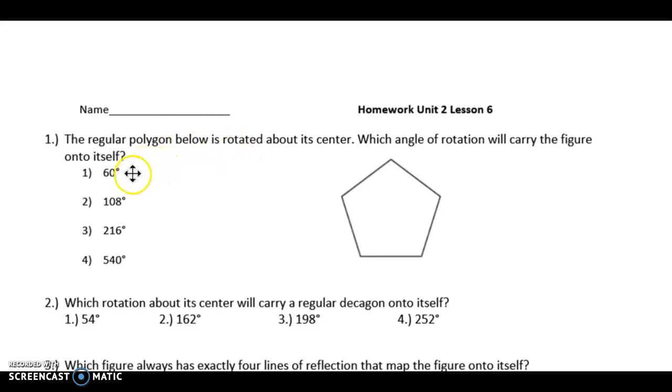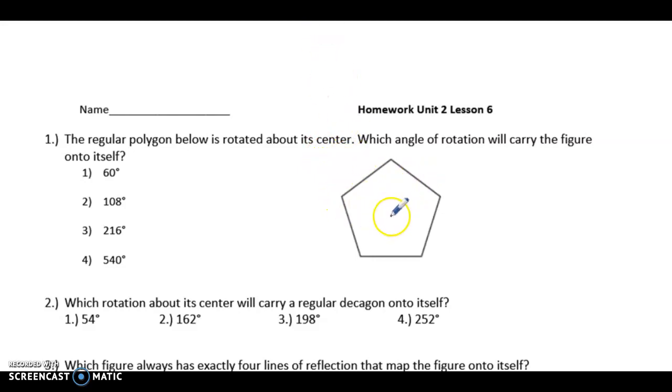Right, we're looking at lesson 6 in unit 2. The first question says the regular polygon below is rotated about its center. Which angle of rotation will carry the figure onto itself? First of all, this is a pentagon, meaning it has 5 sides.